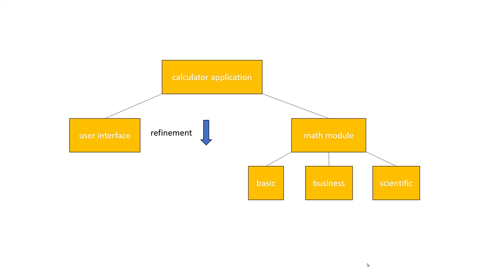For example, the user interface that talks to the user, and the math module that actually performs the mathematical functions. We can then further refine the math module into different types of math that might be performed. Abstraction helps us understand complex systems that are built from simpler components. So, the overall math functions of our calculator are abstracted from the basic, the business, and the scientific mathematical operations.